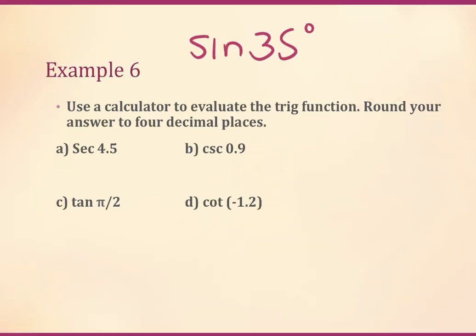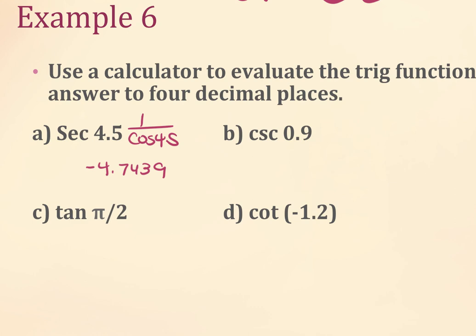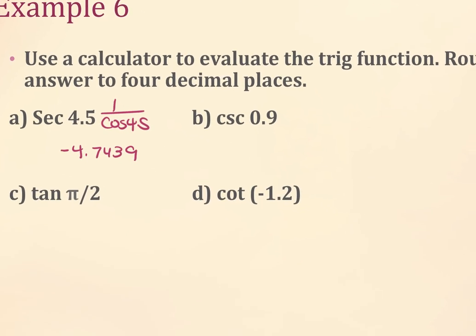So if I want to find the secant of 4.5, I'm finding 1 over the cosine of 4.5. I get negative 4.7439. What does it say? 4 decimal places. Yep. The cosecant of 0.9 is 1 over the sine of 0.9, and I get 1.2766.